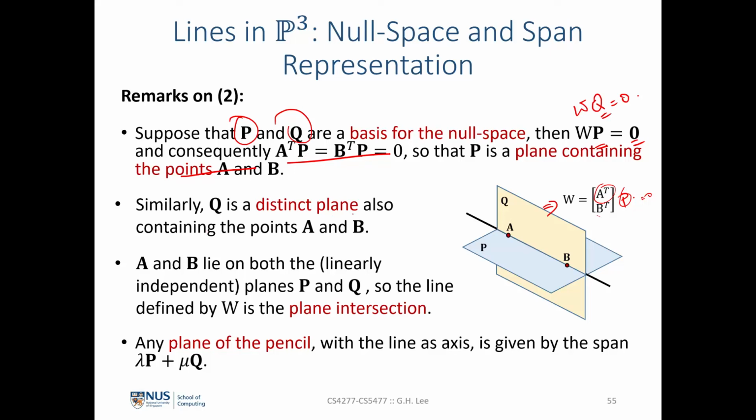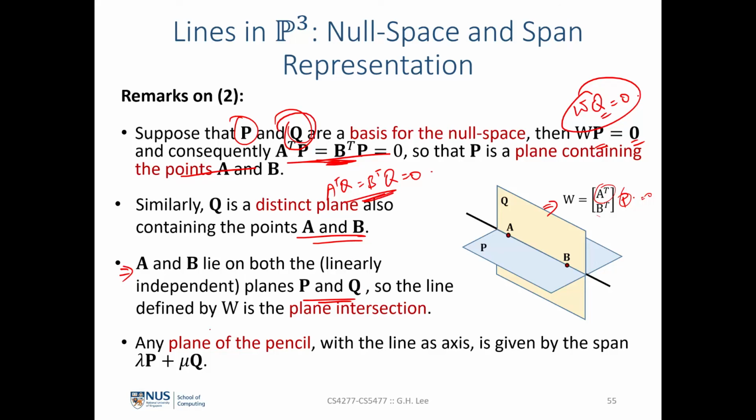Similarly, Q is also a distinct plane, since this must hold true, as well as A transpose of Q must be equal to B transpose of Q equals 0, since Q is also a basis in the null space of W. And that means that Q is a distinct plane also containing both A and B, given by the plane-point incidence relationship over here. Hence, A and B must lie on both of the planes P and Q, since they fulfill this incidence relation for P as well as for Q.